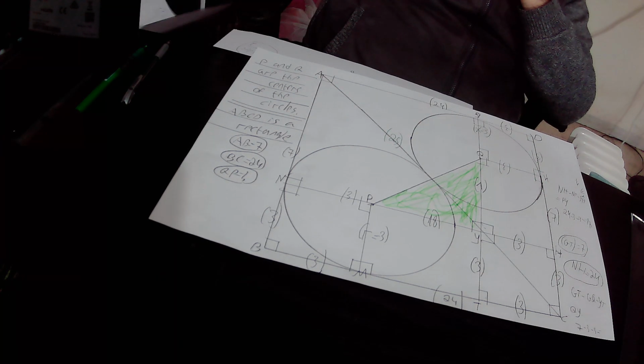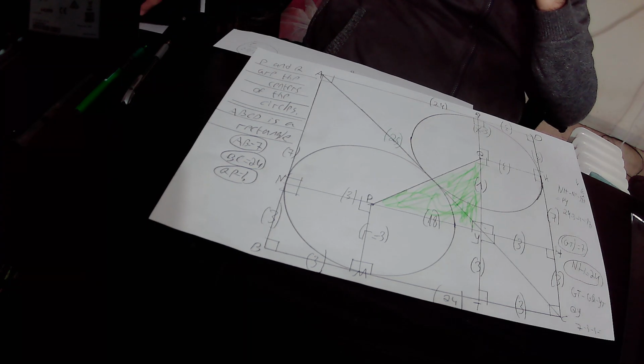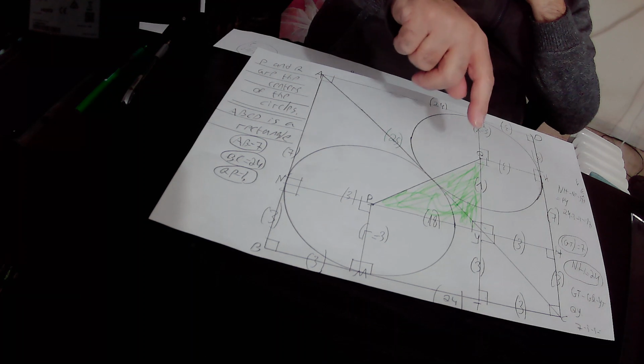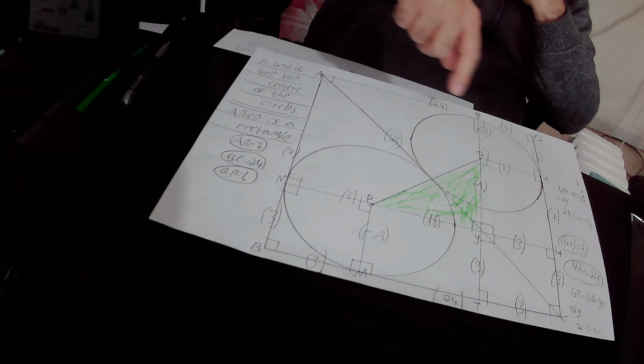Then we developed a general formula that will allow us to find the radius of any circle that is inscribed in a right triangle.